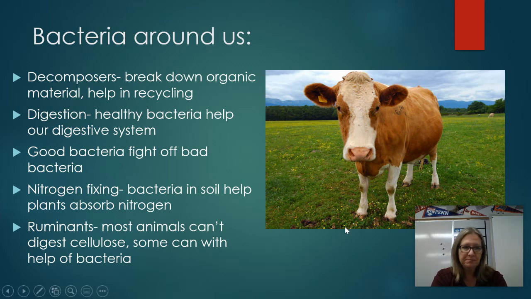Cows are a ruminant. A lot of cattle and horses as well. Okay, that's why they can eat all that plant material. They can eat all that grass, chew on all that stuff, and the cellulose gets broken down, and that is their main source of nutrition.